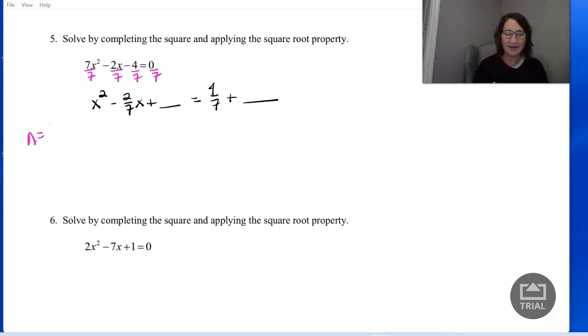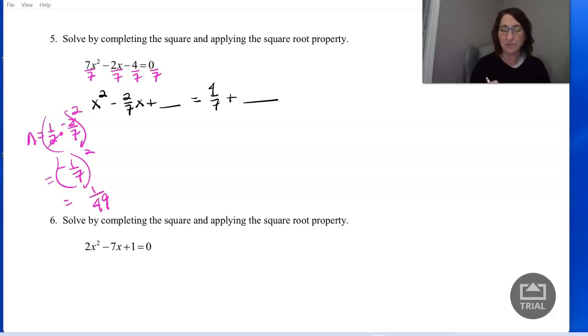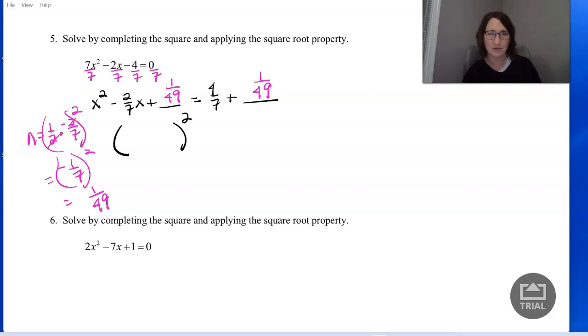So to find my n, it's going to be 1/2 times negative 2/7 squared. Well, my 2's reduce, so that's a negative 1/7 squared, which equals 1 over 49. So I put 1 over 49 in both of those blanks. I'm adding the same thing to both sides of my equation. So now I created on the left a perfect square trinomial that I can factor into a binomial squared. And it's going to be x minus 1/7 raised to the second power.